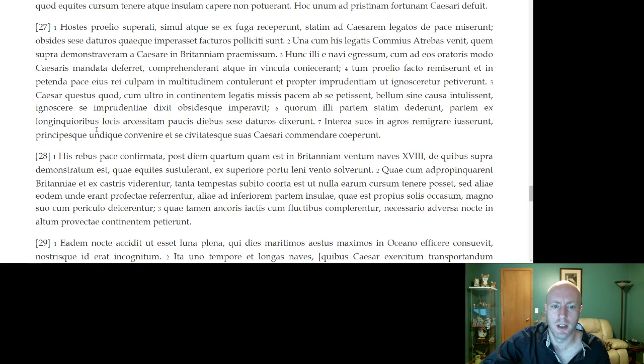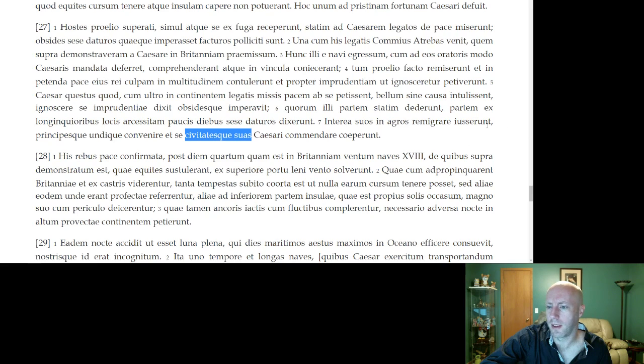And they coeperunt. They began to do a couple of infinitives. They began, or I guess I should say, the principes began. The chieftains began to convene from all sides. They began to gather from everywhere. And the chieftains began to entrust to Caesar, to hand over to Caesar, themselves, say, and their cities, their states.